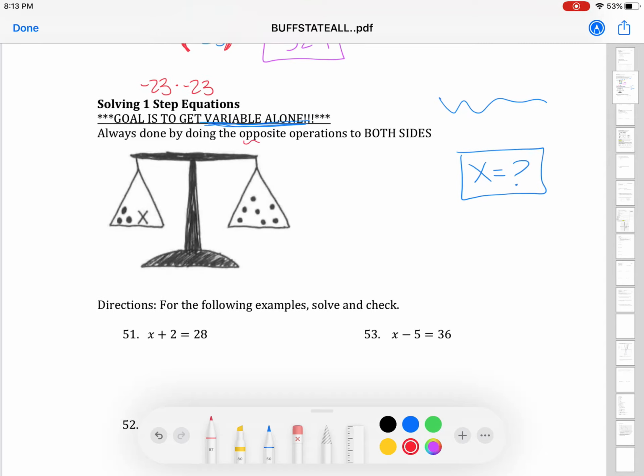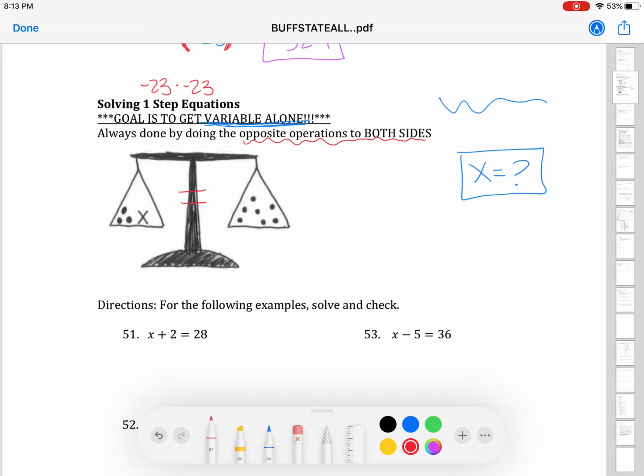Okay? So you are always going to work on getting that variable by itself to ultimately solve the equation by doing opposite operations to both sides of the equation. So I'll explain what I mean by that after I go over this whole idea of an equation.